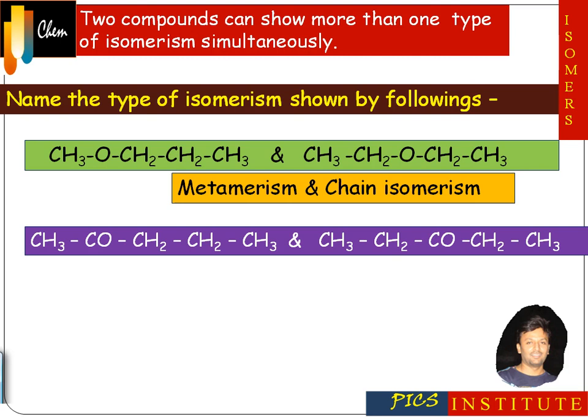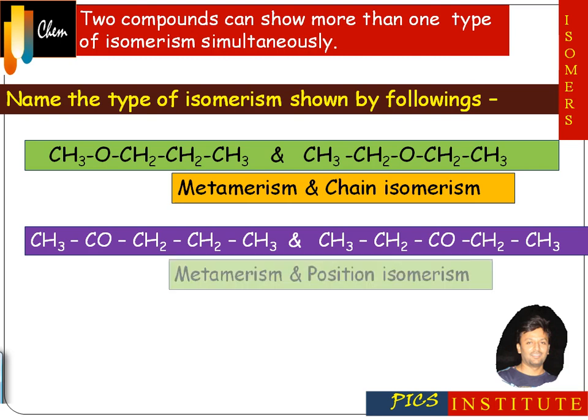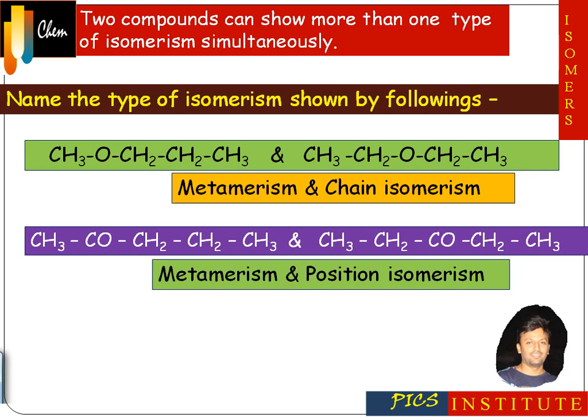Similarly, for the second case, they are metamers because they differ in distribution of carbon around the functional group. They are also position isomers because you can understand their position isomerism nature by their name. The first compound is pentan-2-one and the second compound is pentan-3-one. So they show metamerism as well as position isomerism.